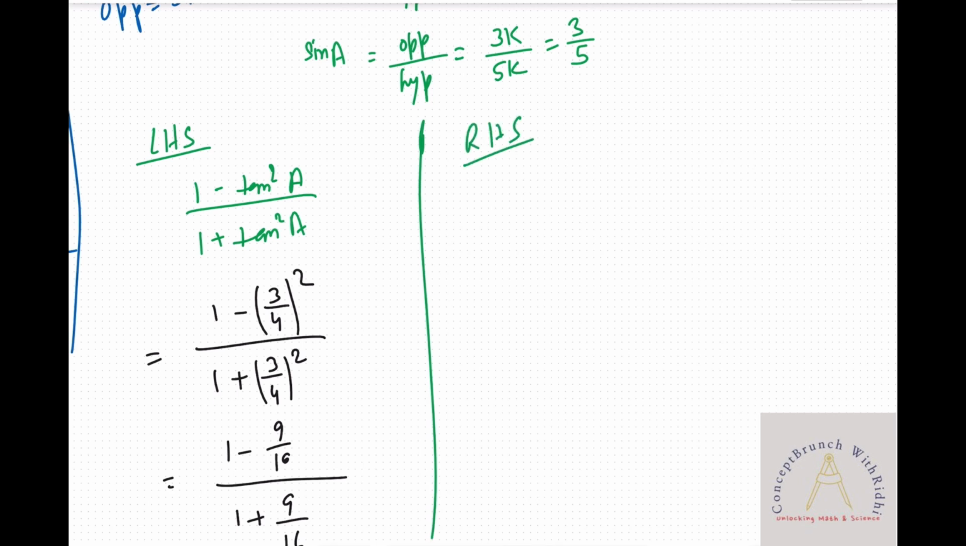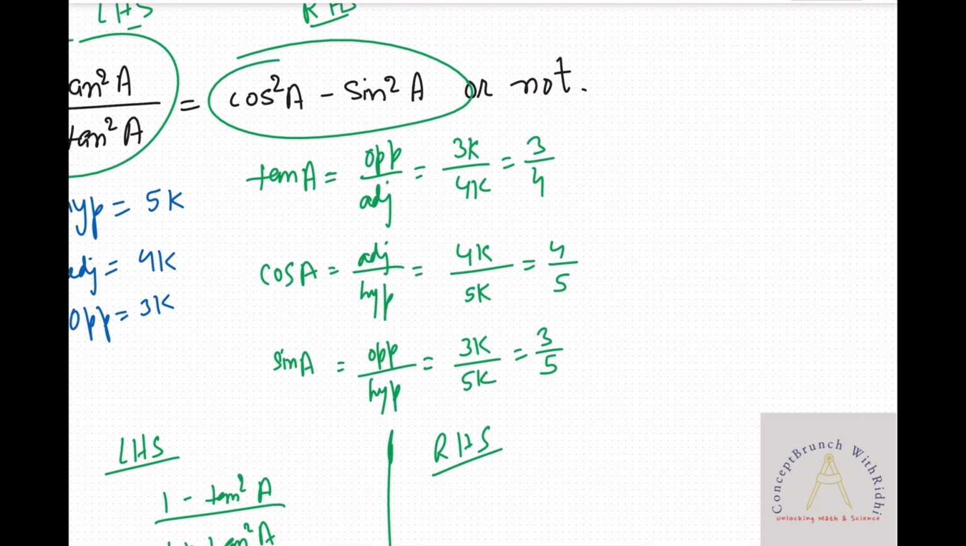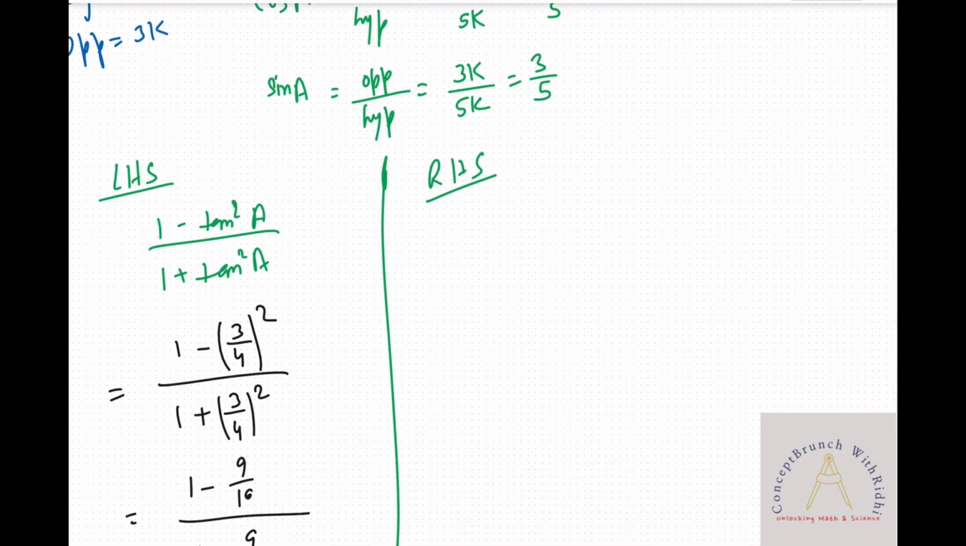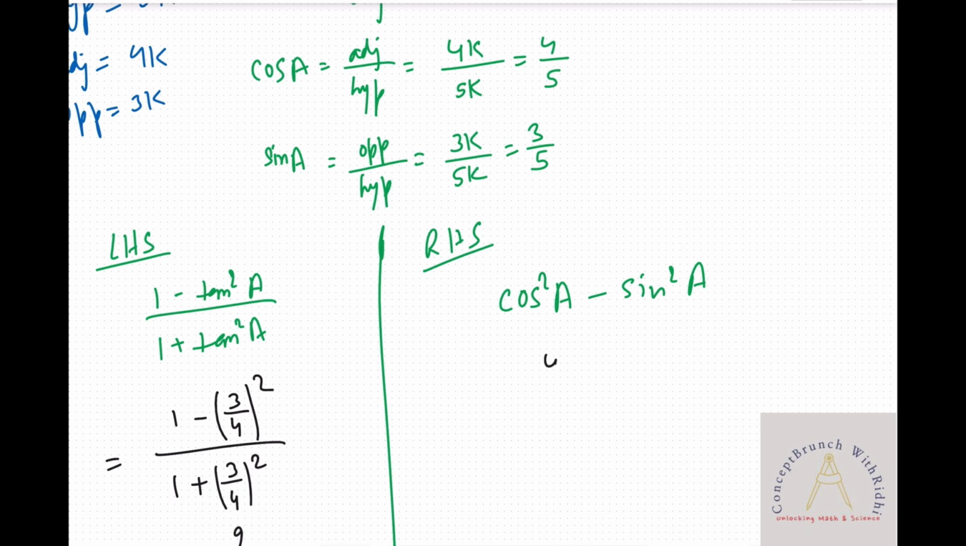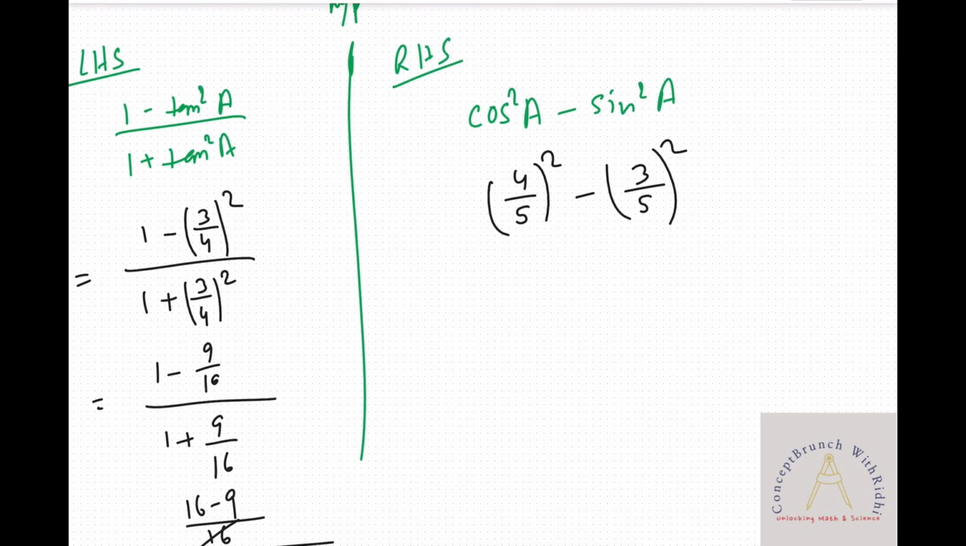In the RHS we have cos square A minus sin square A. Okay, let's put this value. So cos square A is what? (4 divided by 5) whole square minus (3 by 5) whole square. Next, if we open the bracket, it's going to be 16 divided by 25 minus 9 divided by 25. Take an LCM, so it's 25, 16 minus 9.